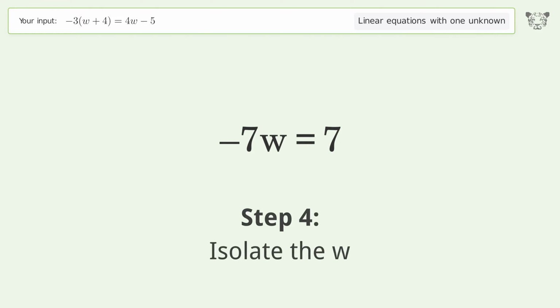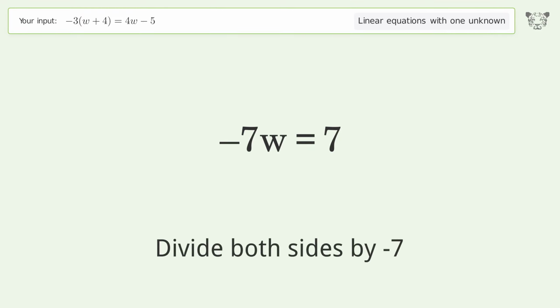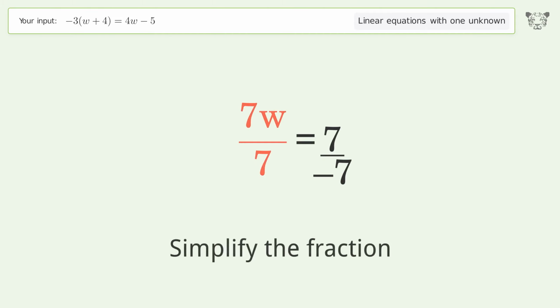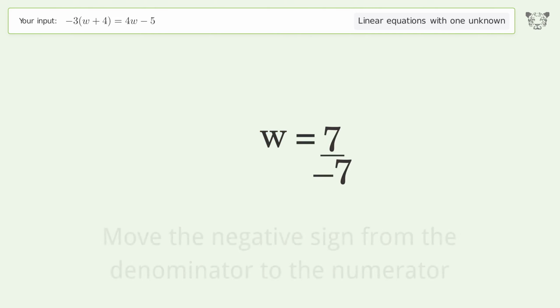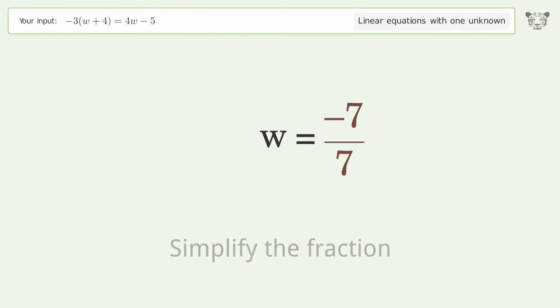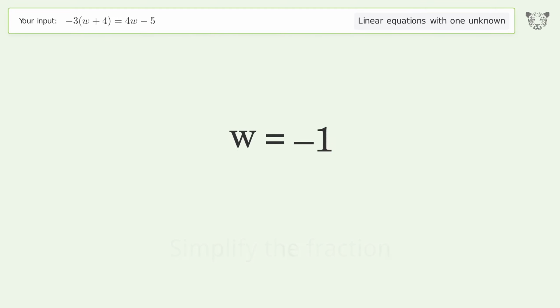Isolate the w. Divide both sides by -7. Cancel out the negatives. Simplify the fraction. Move the negative sign from the denominator to the numerator. Simplify the fraction. And so the final result is w equals -1.